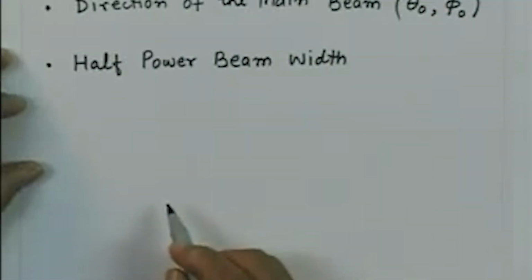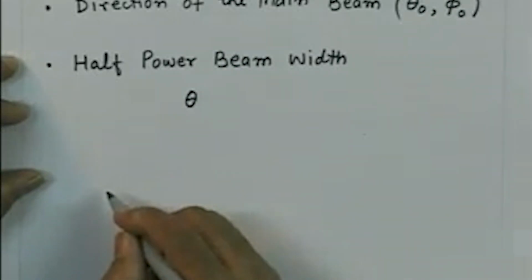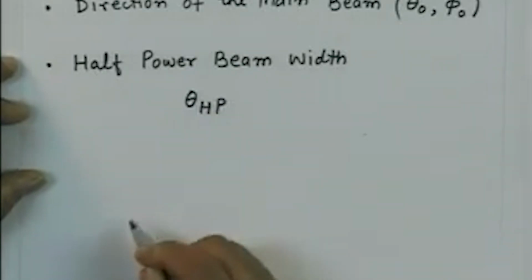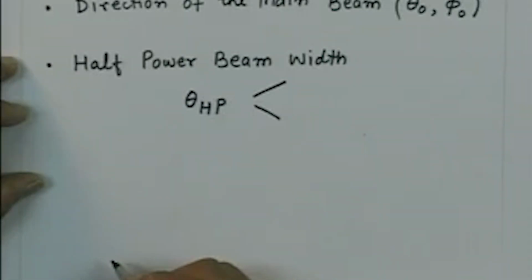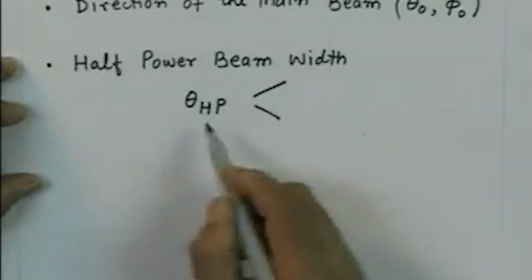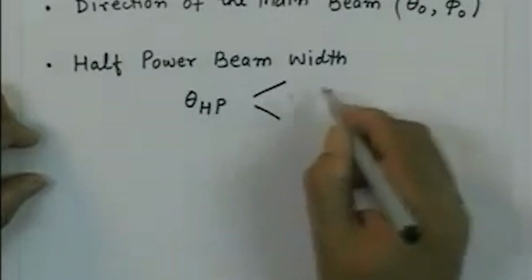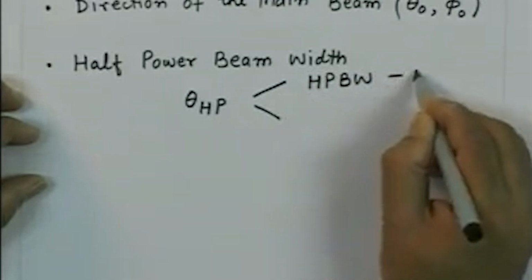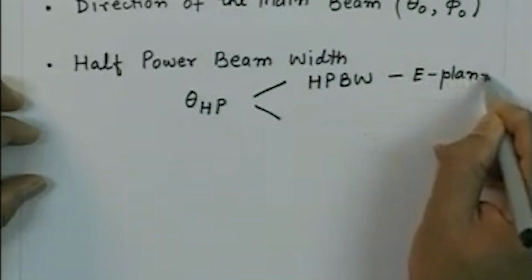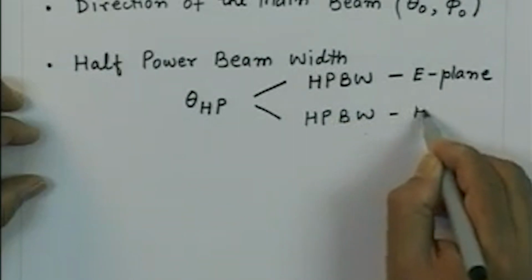So, I get the radiation pattern, and from there I get the half power beam width, which could be written as theta HP, and this could be in two planes. I can call this the E plane half power beam width or the H plane half power beam width. So, this half power beam width is the half power beam width in the E plane and the half power beam width in the H plane.